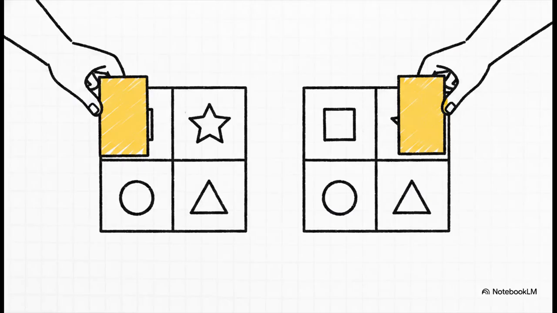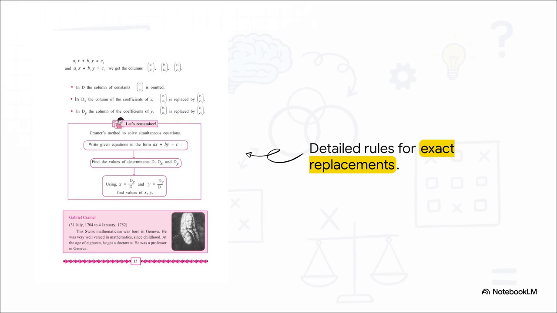Simple, right? Here is a very quick logic check for you. The absolute easiest way to remember this substitution method is this. When finding Dx, we simply hide the x column and replace it with our constants. And it's the exact same logic for Dy. Just hide the y column and swap in the constants. Look closely at these exact substitution rules. They clearly lay out how the coefficient columns, a1, a2, and b1, b2, are neatly swapped out for the constants c1, c2. It's a highly systematic process, meaning there is absolutely no guesswork involved.